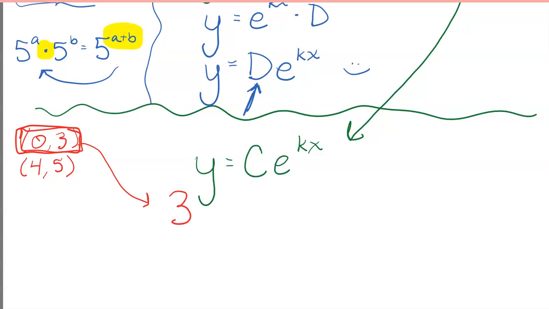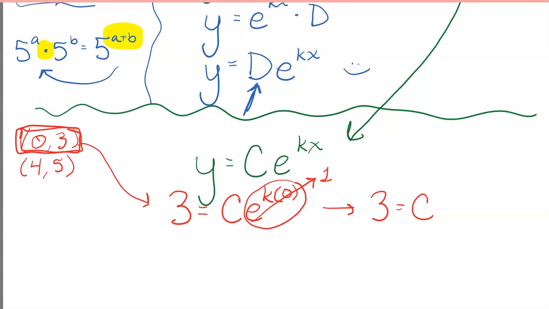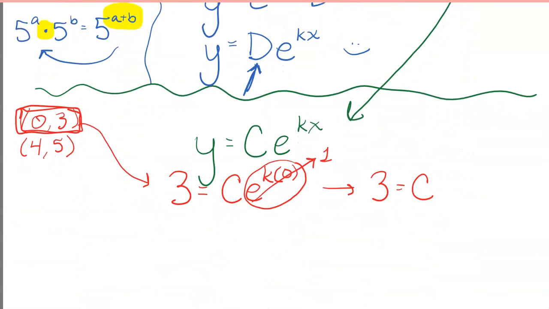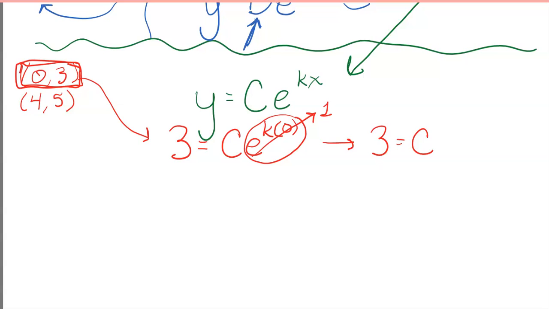The population is 3 when the year, the x-coordinate, is 0. E to the 0 is just 1. And so sure enough, this gave me a really nice thing. Already I know that that c is 3. If we had kept it in this form, then that c is a lot nastier, that k is a lot nastier, and your answer is going to look a lot worse. But we have this, so now let's use the other.